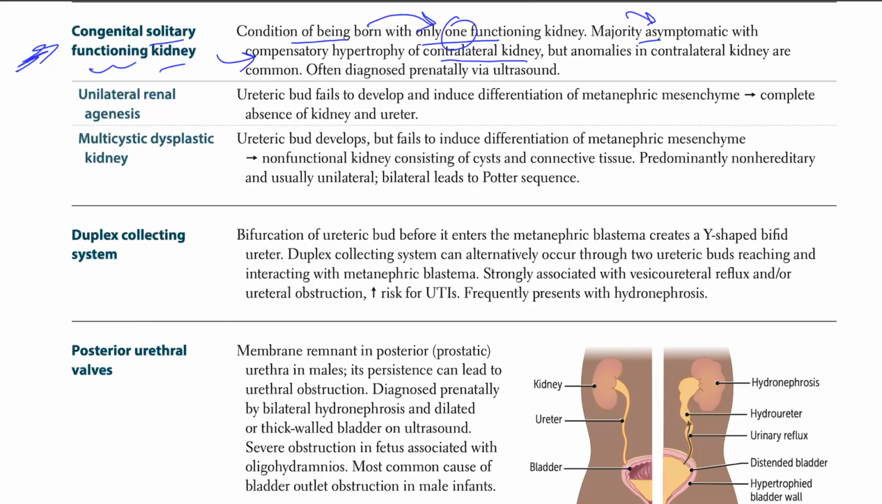But anomalies in the contralateral kidney are common, often diagnosed prenatally via ultrasound. So let's talk about those anomalies now. We have the unilateral renal agenesis, unilateral one-side renal agenesis. So the ureteric bud fails to develop and induce differentiation of metanephric mesenchyme, which leads to complete absence of the kidney and the ureter. That is one thing.